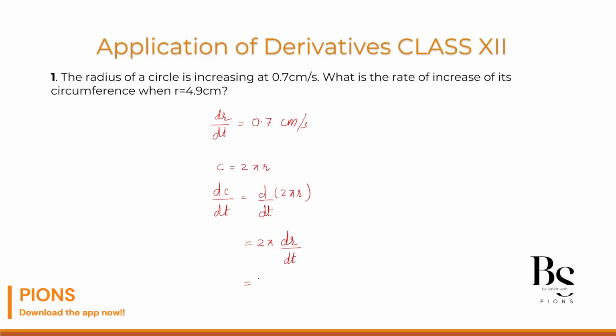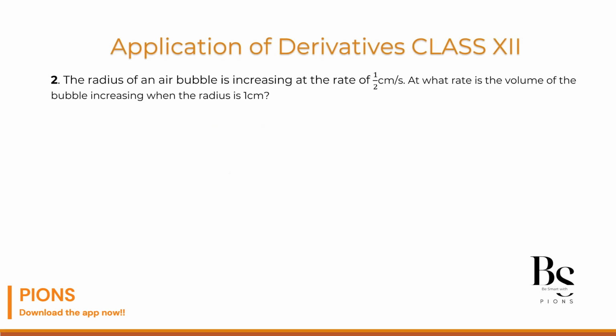And what's the value of dr by dt? dr by dt is 0.7, so 2 into 0.7, which is 1.4 pi, correct? Centimeter per second. That is how the circumference is changing. Sir, what to do with this r, which is 4.9 centimeter? You don't have to do anything. You don't have to substitute because there is no place for r in the final answer. So our final result is 1.4 pi centimeter per second. You can leave the answer like that. Let's move to the next one, question number 2.